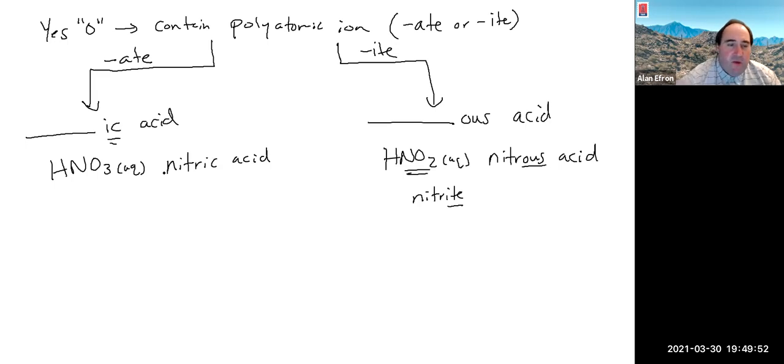Okay. You will also notice that there is no hydro here at all. So definitely no hydro when your acid contains oxygen in this case. Any questions on acids? Why don't we try a few here? Why don't you give the names of these acids?